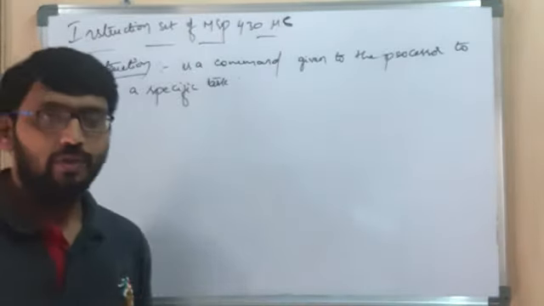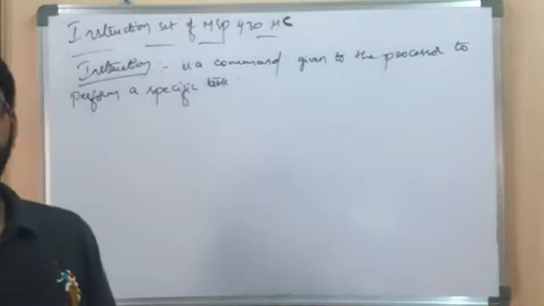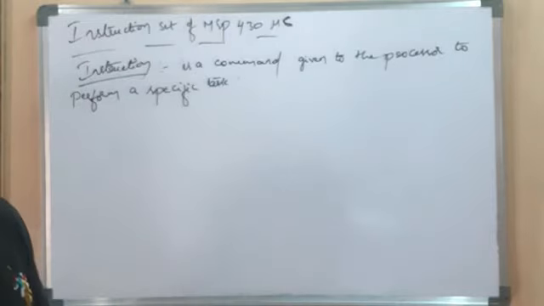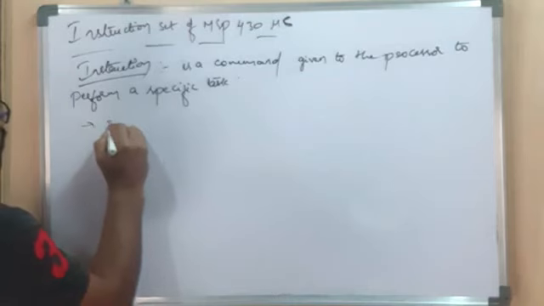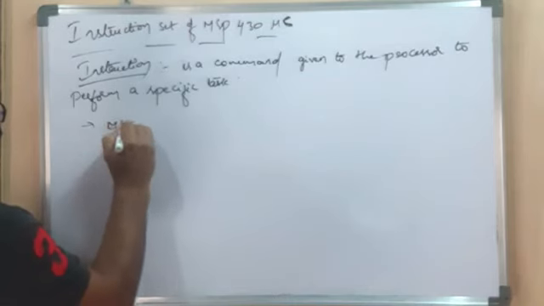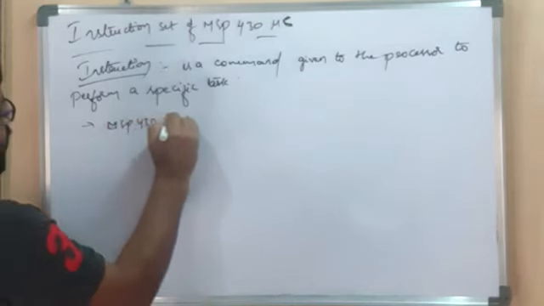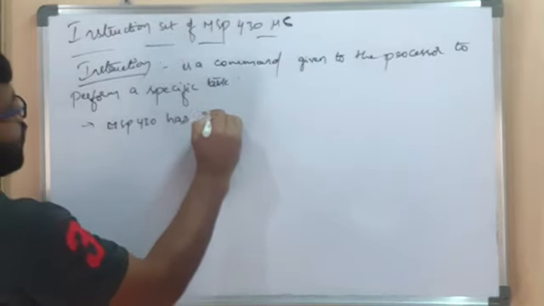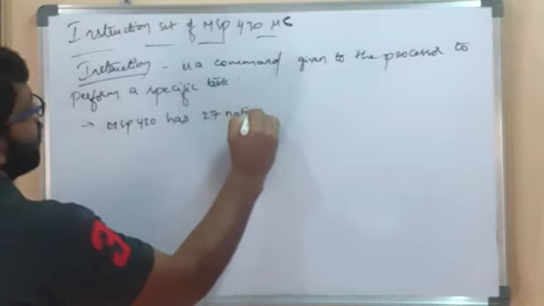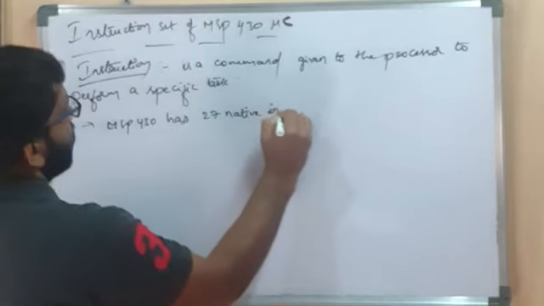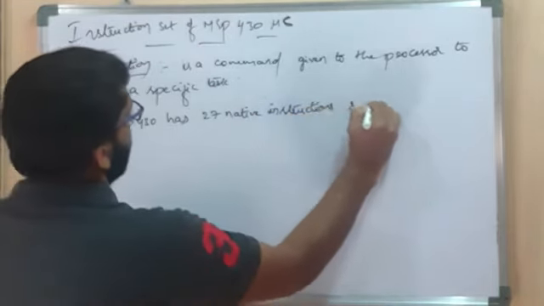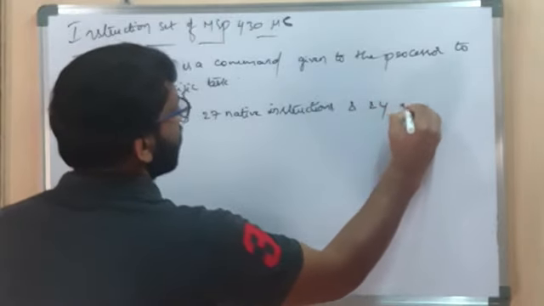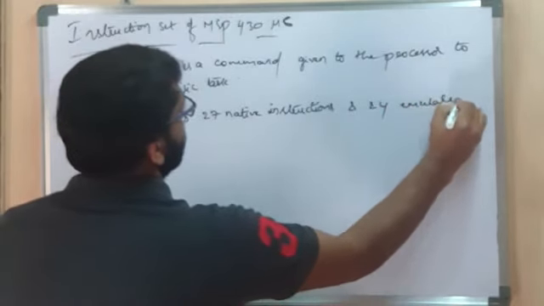So what instructions does the MSP430 have? It has 27 native instructions and 24 emulated instructions.